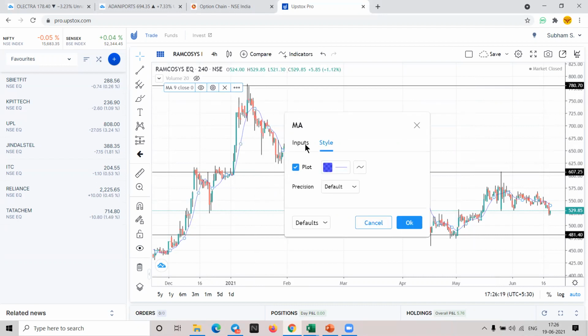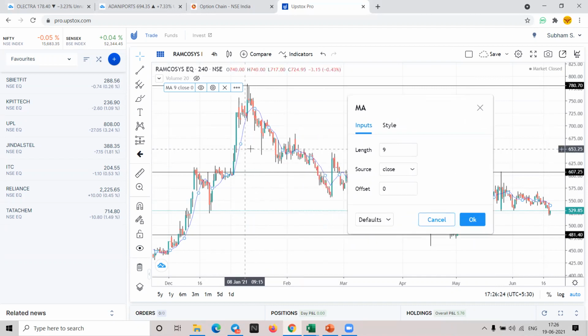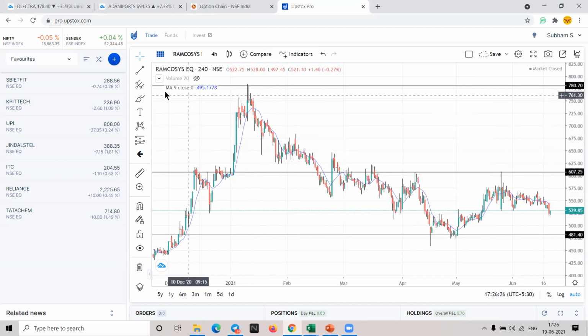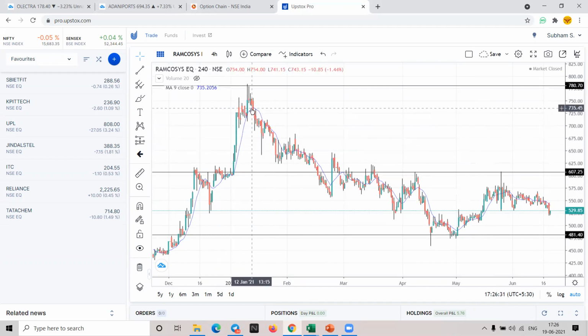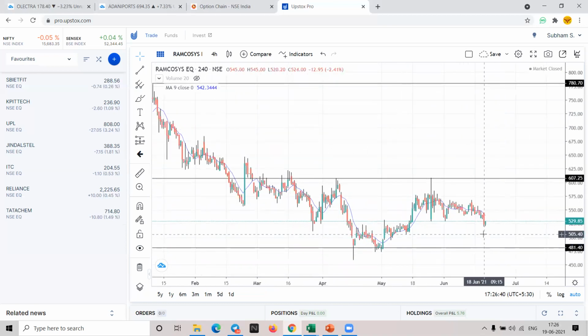What is the meaning of 9 here? You have to understand how this moving average is calculated. When the period is 9, to plot this line it is calculating the close value of the last 9 candles. If I place the cursor here, the moving average value is 540. Can you see that, 540.3278?